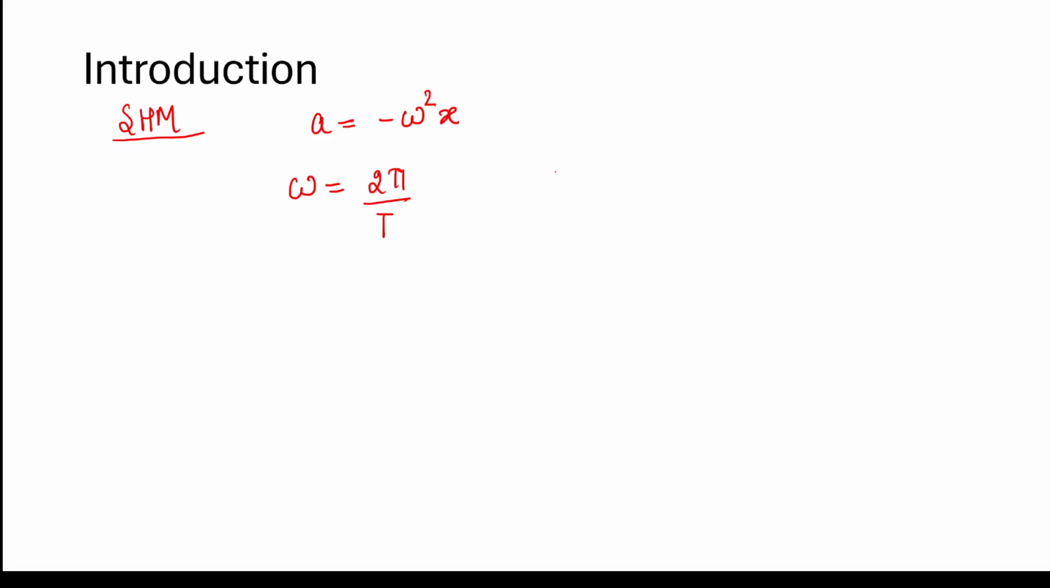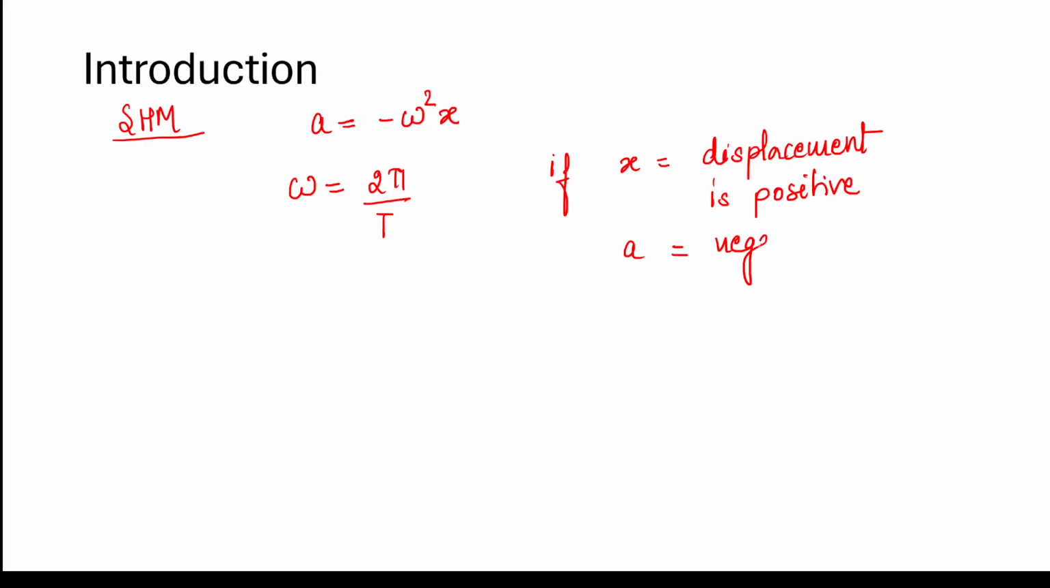And if x, which is the displacement of the body executing SHM, is positive, acceleration is negative. That means acceleration is always directed opposite to the displacement. What is the significance of this negative? Acceleration is always opposite to displacement.